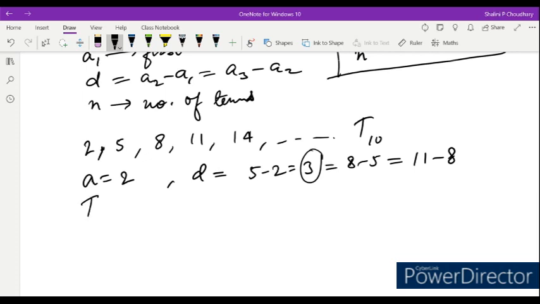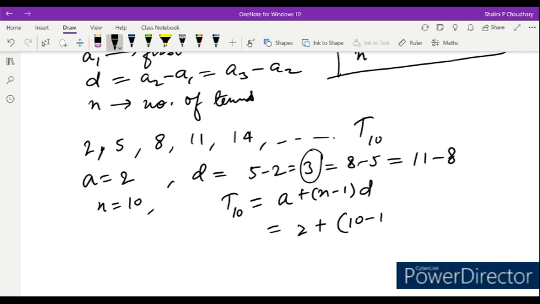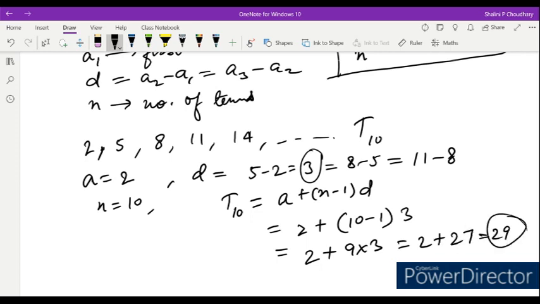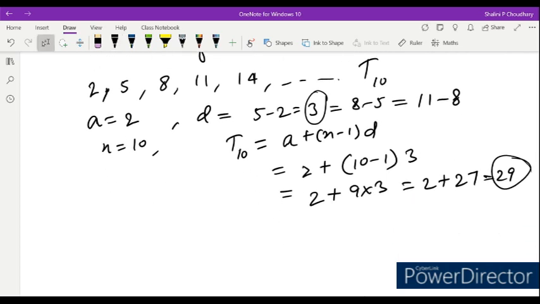Now the value of n is equal to 10. So Tn, that is T10, will be equal to A plus (n minus 1) D. The value of A is 2, n is 10 minus 1, and D is 3. So 2 plus 9 into 3, that will be 2 plus 27. So we'll get 29. This will be the value, right? Based on this concept, we can find out some more. Have you heard about one term that is called the Fibonacci series?